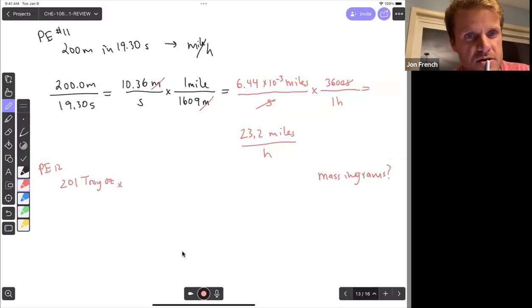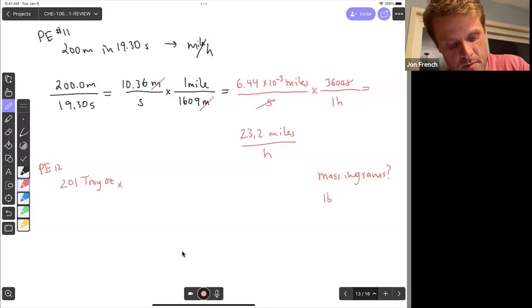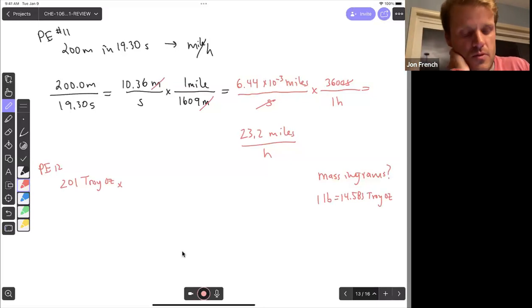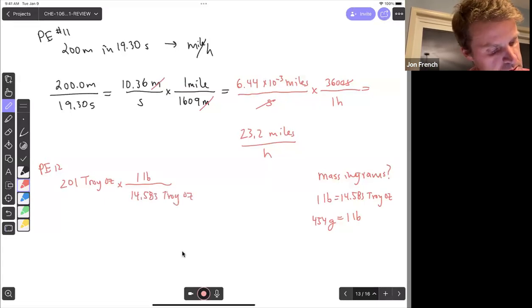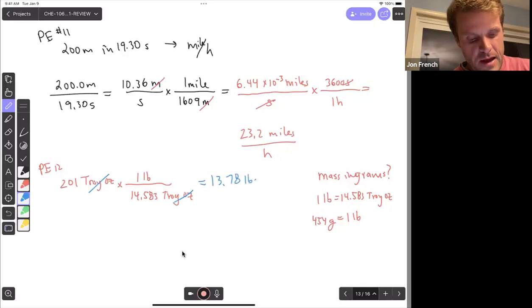Given the conversions that we have, we know that 1 pound equals 14.583 troy ounces. We're also told that there's 454 grams in 1 pound. So that means we can go from troy ounces to pounds, because for every 1 pound, I'm going to have 14.583 troy ounces. So that cancels out. We divide 201 by 14.583, and that gives us 13.78 pounds.